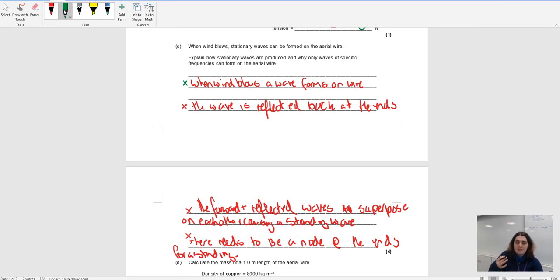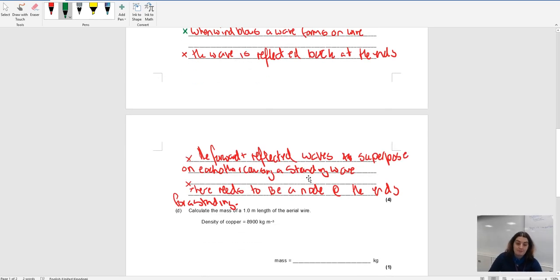Why is there a stationary wave? Because when the wind blows, a wave forms on the wire. This means there is a wave reflected back at the ends. This forward and reflected wave superpose on each other, which causes a standing wave. And you only get certain frequencies because there has to be a node at the end for a standing wave to be produced. So that's 4 marks, 4 bullet points, 4 marks.